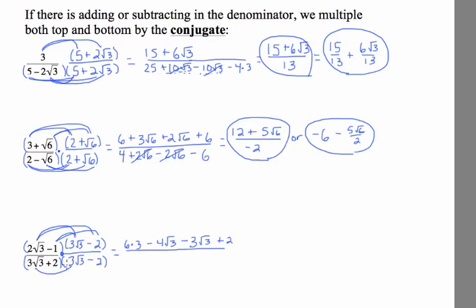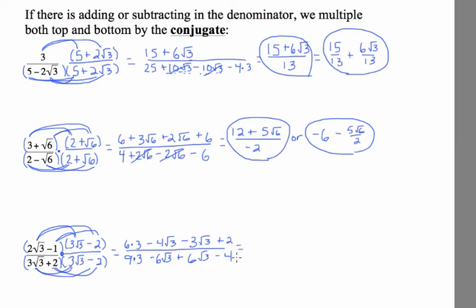Okay, the regular 3 times the regular 3 will make 9, and root 3 times root 3 will make regular 3, so that's 9 times 3, or 27. Again, this is the part I sometimes skip, because I'm going to have minus 6 root 3 and plus 6 root 3. Those two are going to cancel. And then my last term here, 2 times negative 2 will be negative 4.